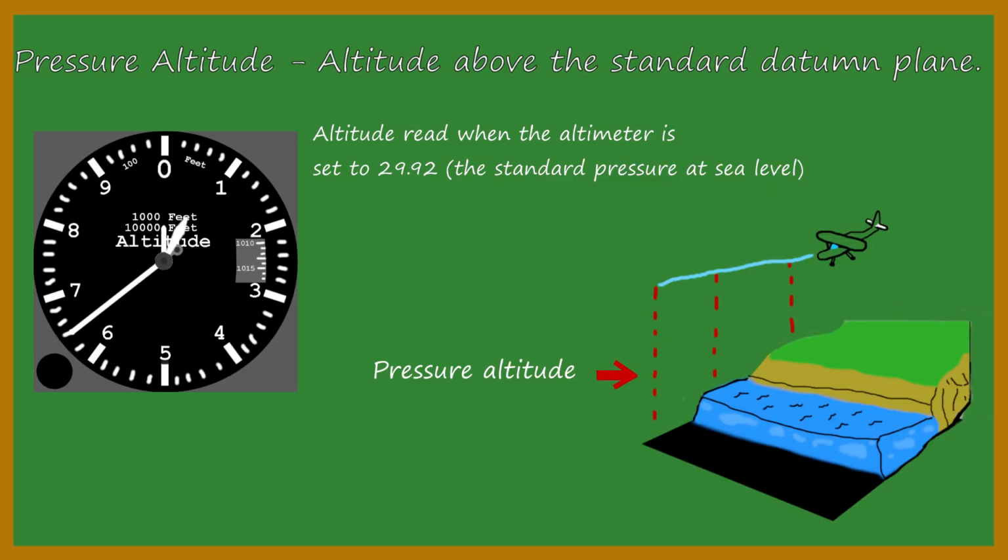Pressure altitude is your height above the standard datum plane. You can see this altitude on your altimeter when you set the altimeter's Kollsman window to 29.92 inches of mercury, which is standard sea level pressure.